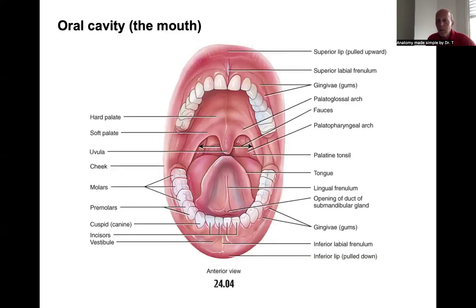Oral cavity or mouth is a quite complex part of anatomy. We do not have a need to go and explore it in all the details, but we have to have a good grasp of what the oral cavity is. The picture illustrates it with a mouth widely open and both upper and lower lips slightly pulled upwards and downwards.